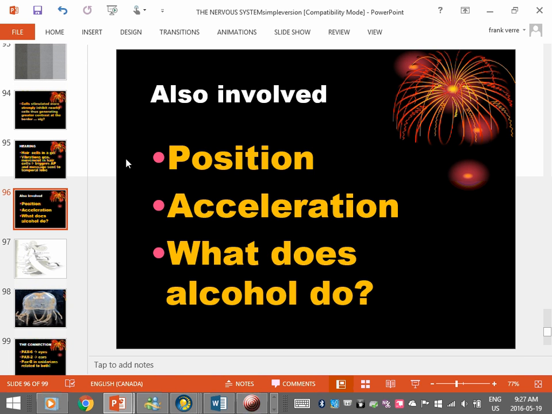Alcohol and that fluid do not have the same density, so when they mix, they start to swirl, okay? Now, the hair cells, well, they work because they're in a fluid, and when the fluid moves, the hair cells move, and then your brain detects that, okay?